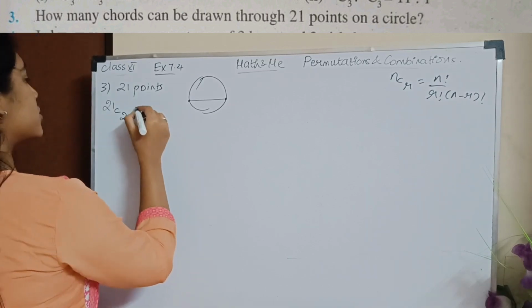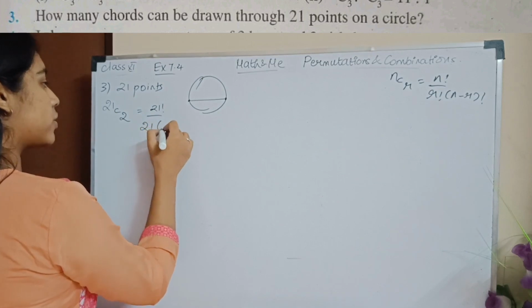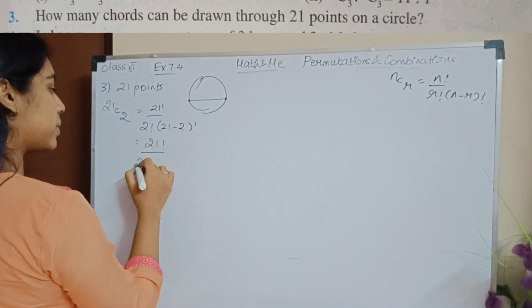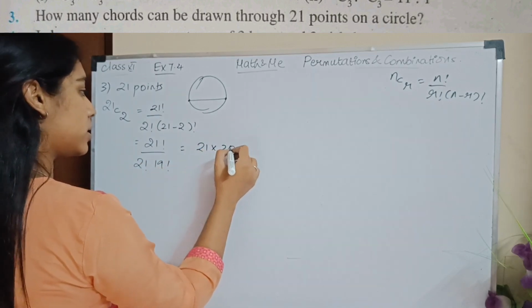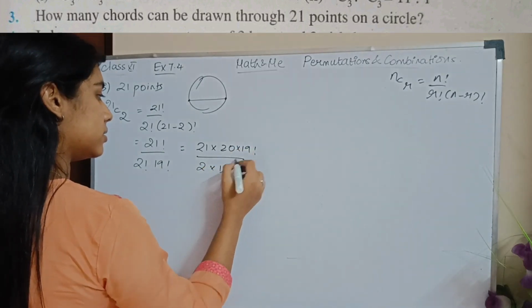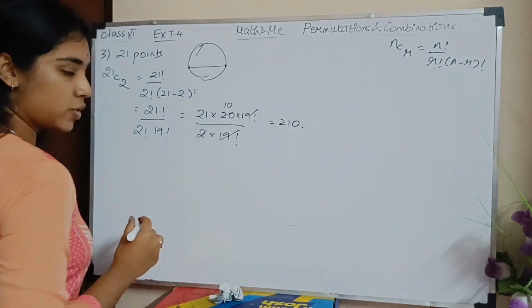Okay? So 21C2 is 21 factorial divided by 2 factorial times (21 minus 2) factorial. It will be 21 factorial divided by 2 factorial times 19 factorial. 21, 20, 19. Cancel பண்ணa. 210 options. Okay.